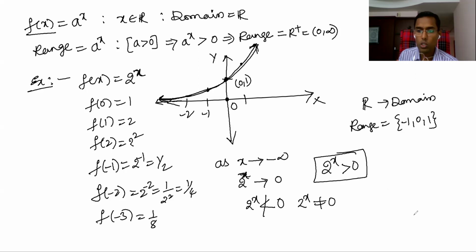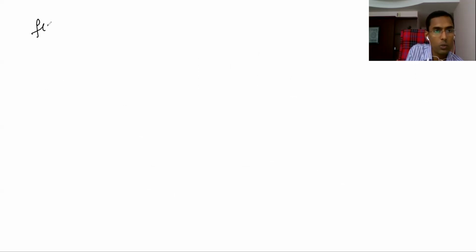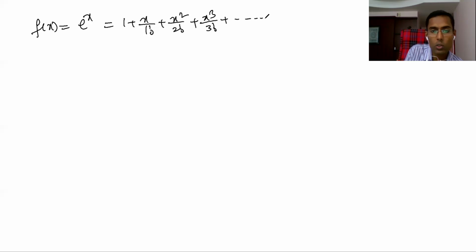And e power x, most importantly, exponential functions. One exponential function is e power x. So what is e power x? E power x is like this: 1 plus x by 1 factorial plus x square by 2 factorial plus x cube by 3 factorial plus x power 4 by 4 factorial, and so on up to infinity. So this is what is called the exponential function. That is e power x.